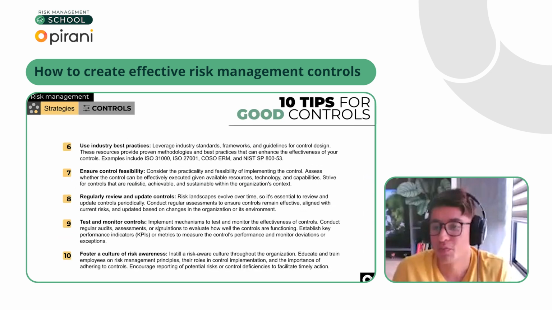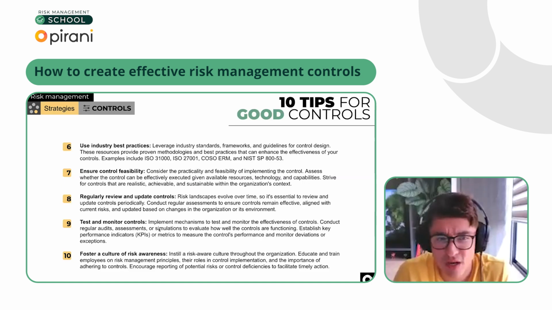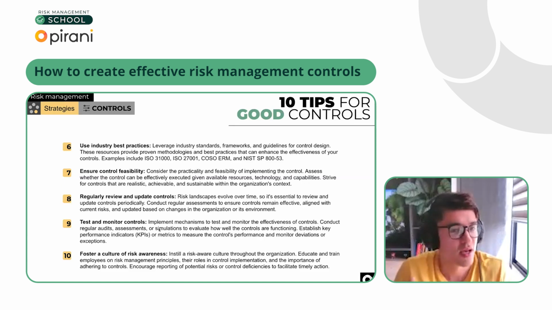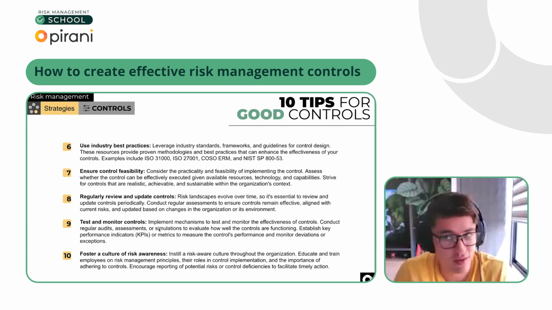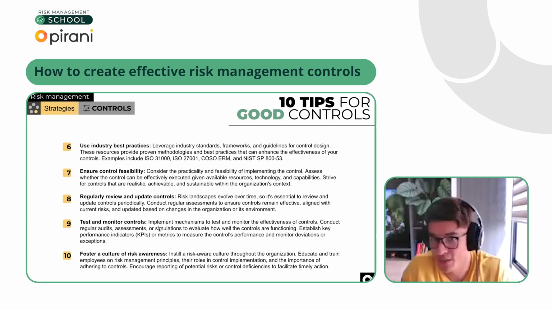Six, use industry best practices. Again, you don't have to reinvent the wheel every time. You don't have to have all the answers. Leverage industry standards, frameworks, and guidelines for control design. These resources provide proven methodologies and best practices that can enhance the effectiveness of your controls. Examples: the ISOs, 31000, 27001 for information security. COSO ERM also has some examples of controls. In the US, the NIST special publication also has specific controls for security and privacy. It is a catalog of security and privacy controls for US federal information systems. So there are catalogs or publications that you can work with. Not copy and paste. It is a starting point, but it's better than starting from a blank page.